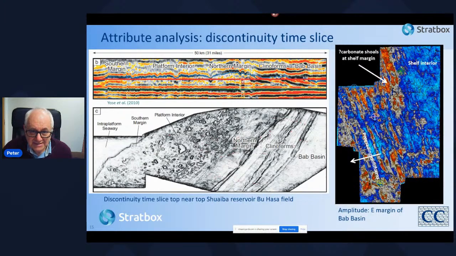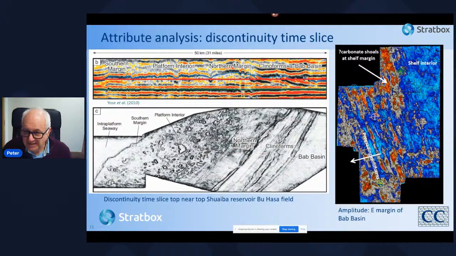We can see nicely a passage from clinoforms into the Bab Basin, across the platform interior and across the basin to the other side. And we can see the platform interior facies imaged in this part of the diagram, and these features within the platform interior could be patch reefs. Then as we pass to the platform margin, we see these lineations, which are the strike of progradational clinoforms that are building out into the Bab Basin. So we've got a section through the top of the clinoforms there.